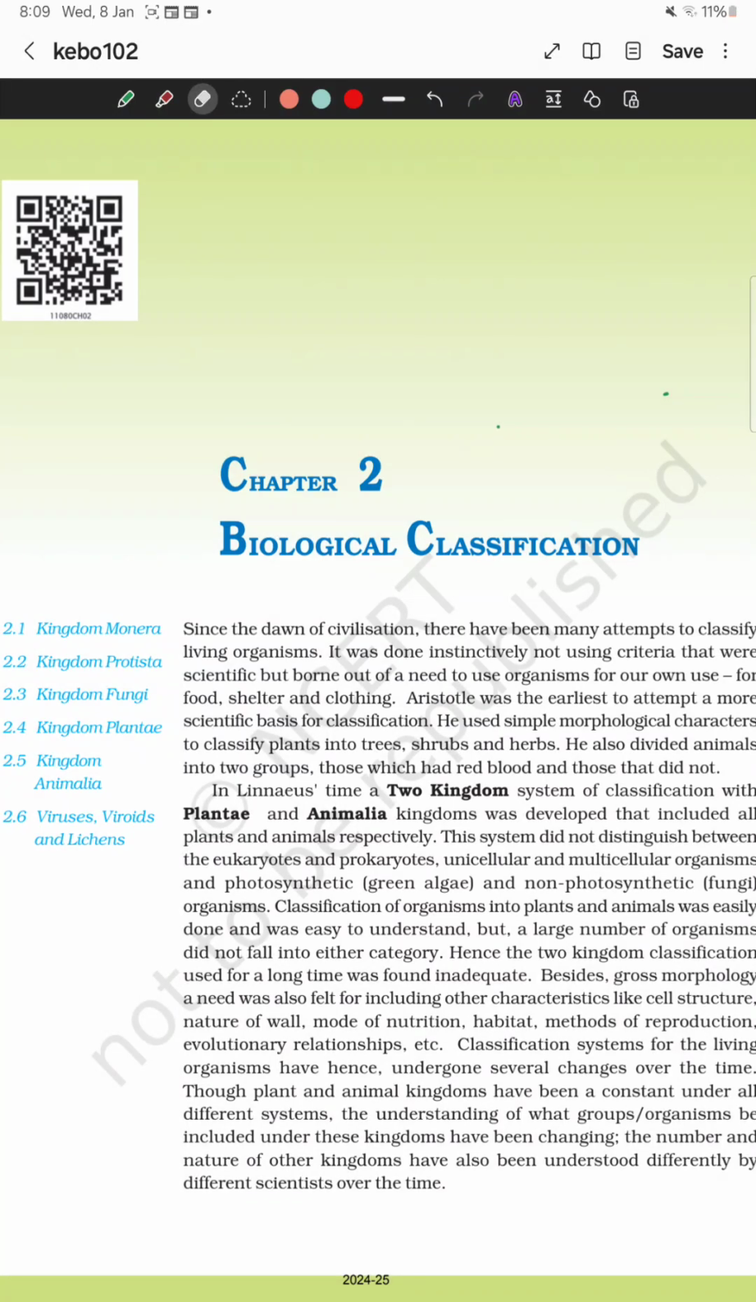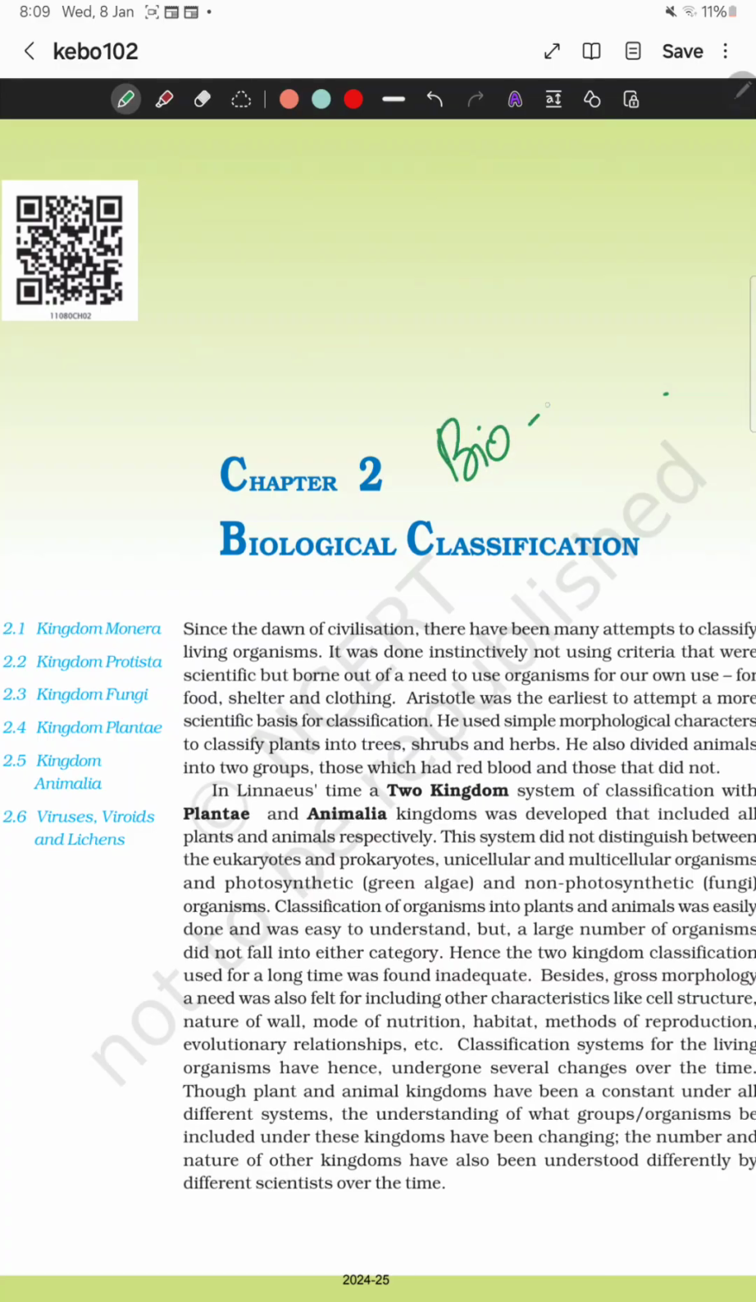Today I am going to discuss biological classification. In this session we'll discuss biological classification. The weightage will be 2 marks in the NEET exam. Sometimes it will be 1 mark also. So let's start. Biological classification.